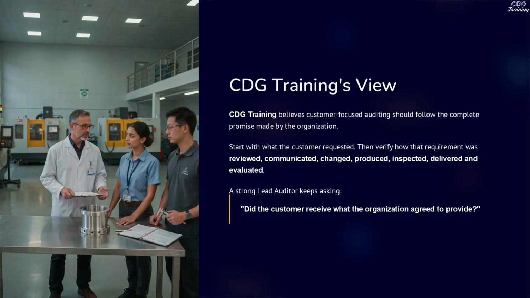CDG training believes customer-focused auditing should follow the complete promise made by the organization. The lead auditor keeps asking if the customer received what was agreed upon.